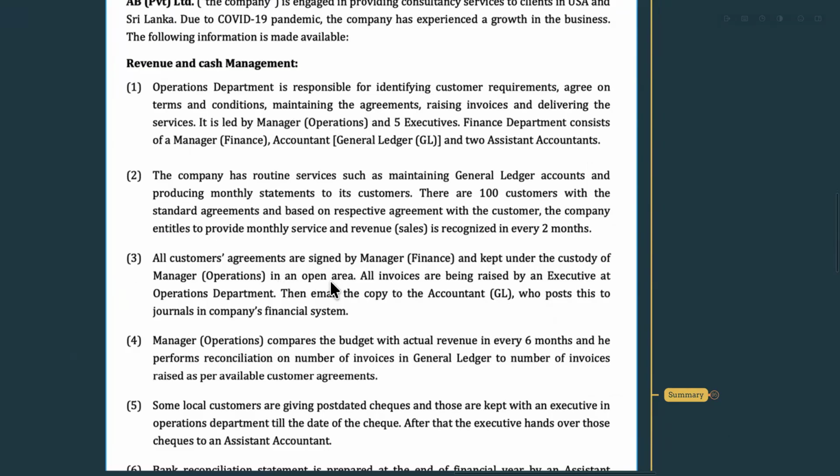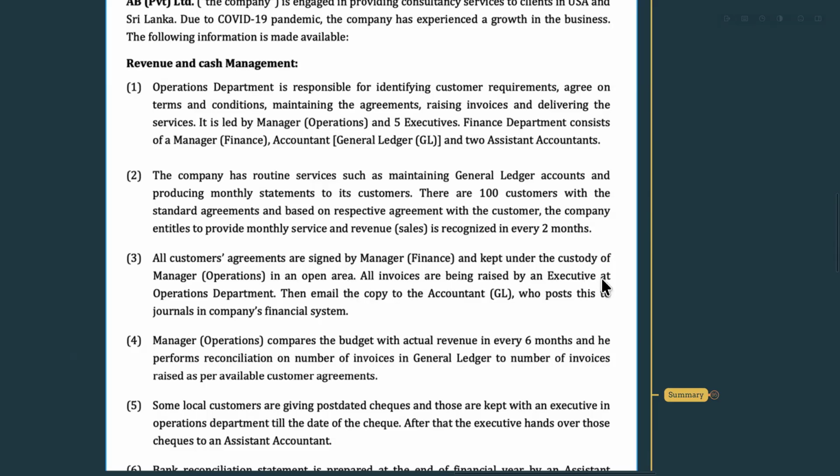And all customers' agreements are signed by the manager and kept under the custody of the manager, operations, in an open area. That's a deficiency. All customers' records, my dears, those are agreements. Very confidential information. We cannot keep it in an open area. It should be in a locked area with proper controls, proper security. So that's the control weakness.